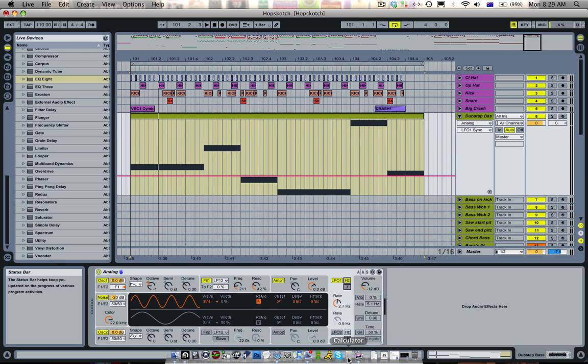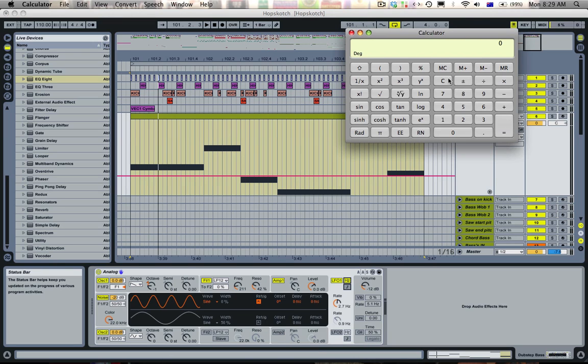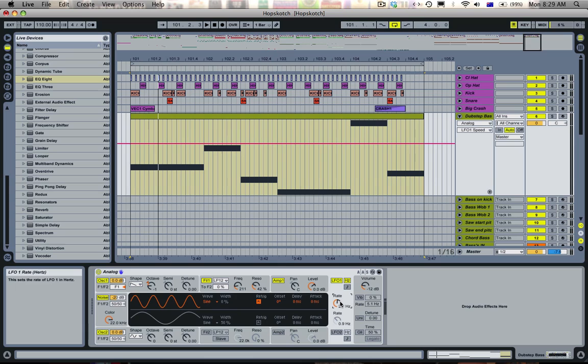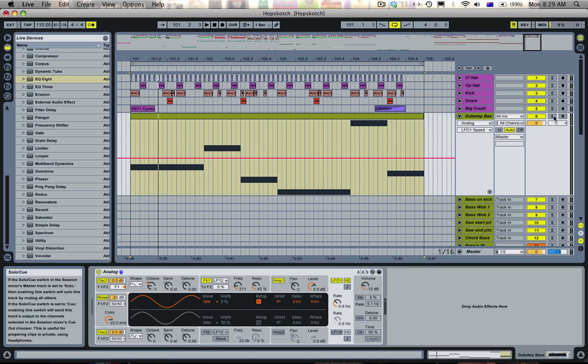So I'll go to my calculator, and the formula for this is BPM divided by 120 to get a half note. Therefore, BPM divided by 60 is a whole note, and so on and so forth. So we'll do that. We'll go 110 divided by 120 equals 0.9, which means every 2 clicks of the metronome, there'll be 1 movement of the frequency on the filter.